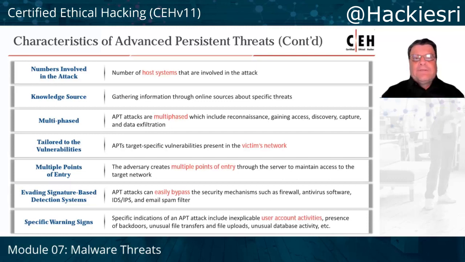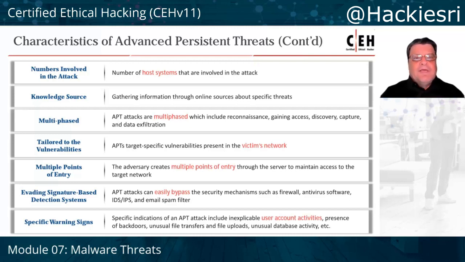Continuing with the characteristics of advanced persistent threats, we also have numbers involved in the attack, the number of host systems that are involved in the attack. Knowledge source, gathering information through online sources about specific threats. Multi-phased. APT attacks are multi-phased, which include reconnaissance, gaining access, discovery, capture, and data exfiltration. This is not to be confused with the previously mentioned chained attacks, which are self-contained modules activated in sequence.